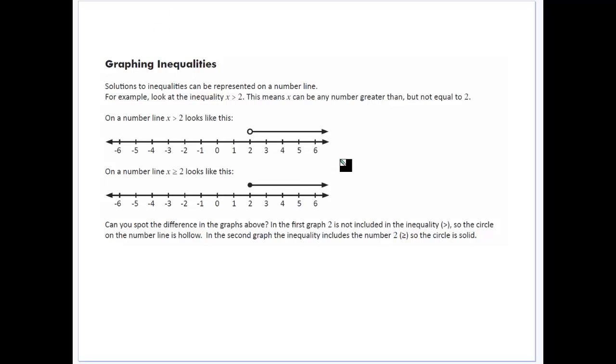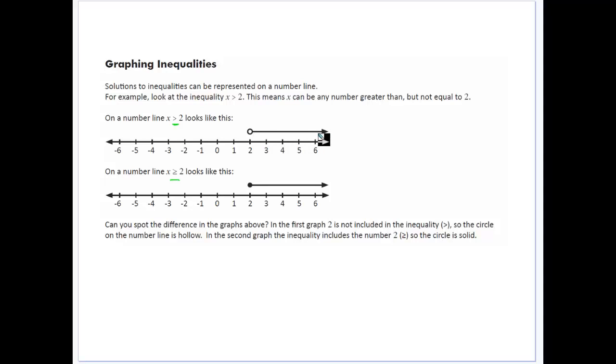Now, what about when we're graphing? Hopefully you remember this, and it's only a review. So x greater than 2, when we graph it on the number line, we have the 2, but it's got an open circle there. So why is it a circle? Because it's only greater than, it's not equal to. If it's equal to, then we put the closed circle, so we fill it in. So there's the difference.